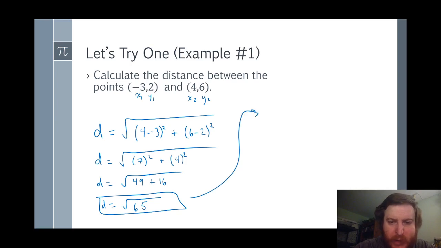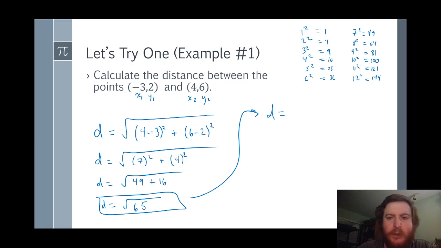If we did want to make it into a decimal, we could also use a calculator. I do want you to realize, hopefully we know our squares: 1 squared, 2 squared, and so on. I just sped this up so we could have a picture of it, but we should really have all of these, 1 through 12, memorized. It's a really good idea.